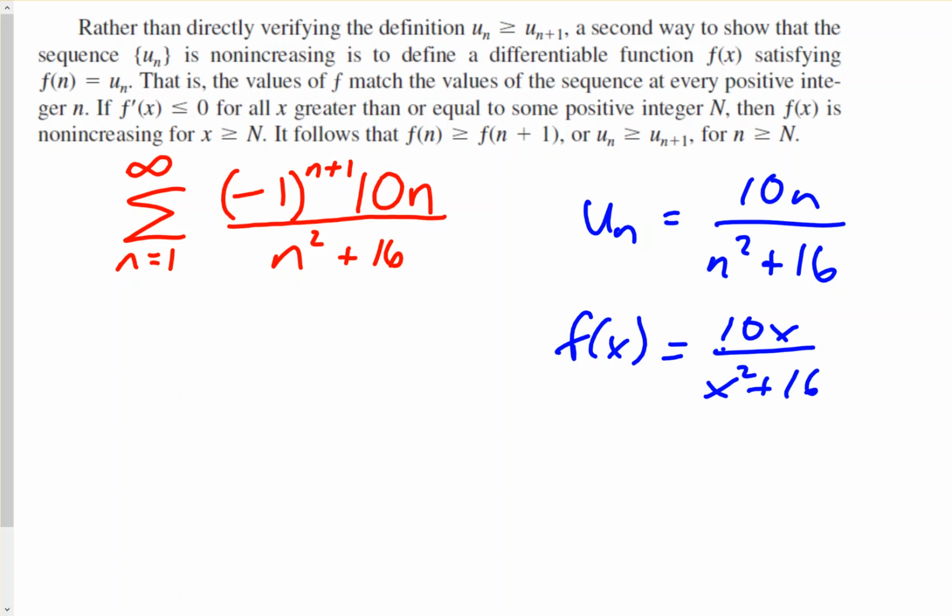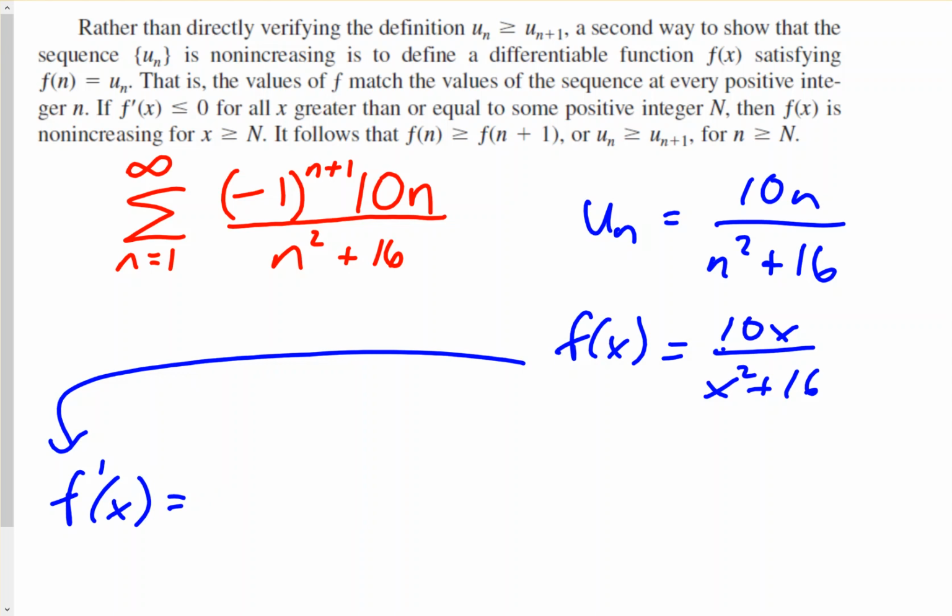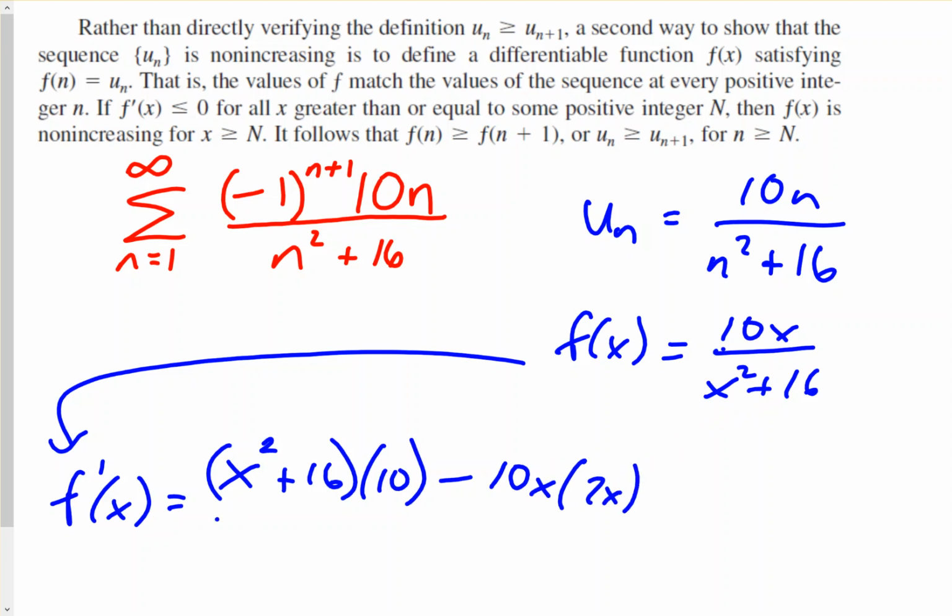This would be quotient rule, right? Okay, so let me come back over here. Quotient rule: denominator times derivative of the top. So that'll be x squared times 10 minus top times derivative of the bottom, all over denominator squared.